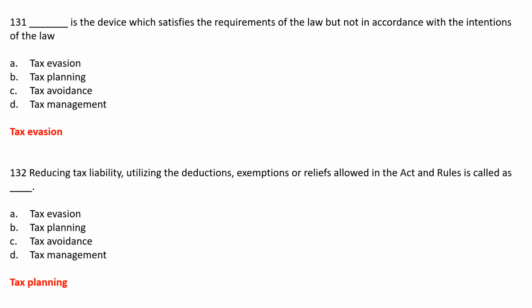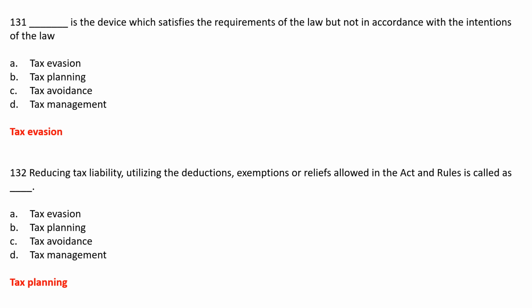Dash is a device which satisfies the requirement of a law but not in accordance with the intention of the law. Option A tax evasion, option B tax planning, option C tax avoidance, option D tax management. The correct answer is option A tax evasion.